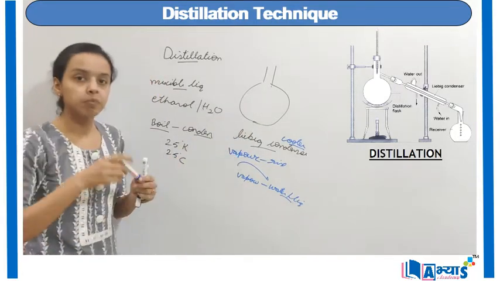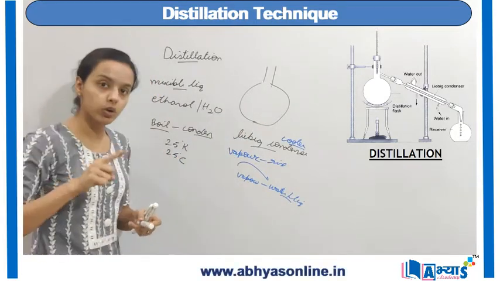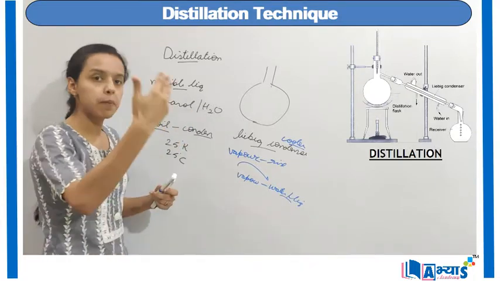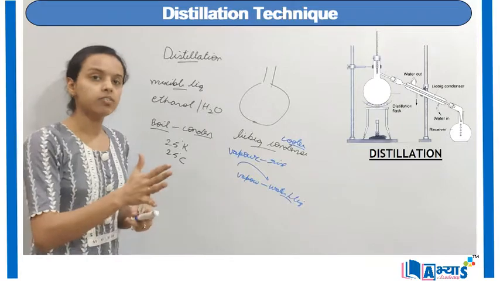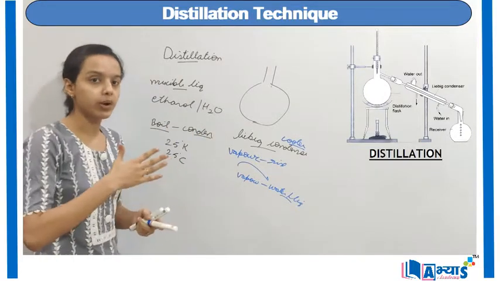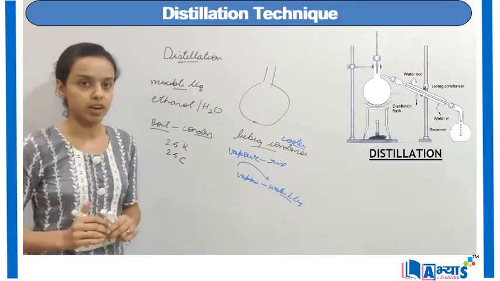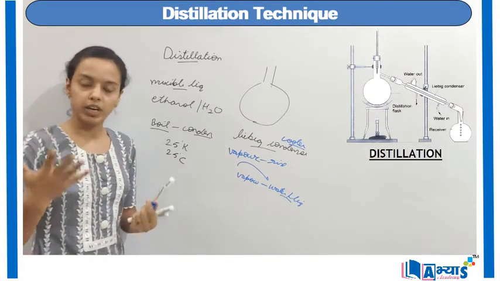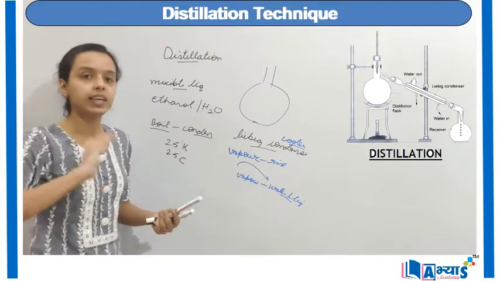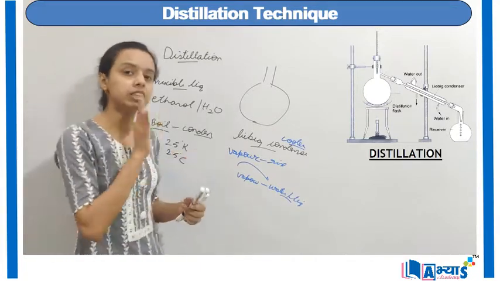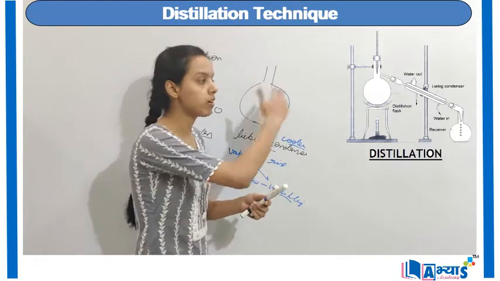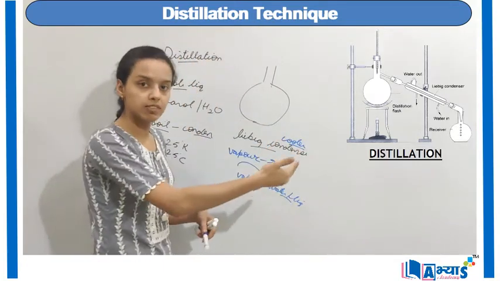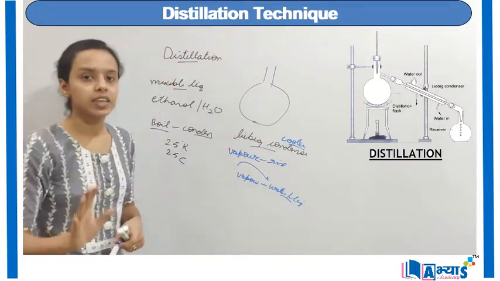So we can say that of the two components, the one which has the lower boiling point will come into the receiver, and the component which has the higher boiling point will remain in the distillation flask. If we have salt and water, as you know, water has a boiling point of 100 degrees Celsius and salt has a higher boiling point. So if we are doing the distillation of salt and water, the water will come into the receiver part, and the salt will remain in the distillation flask.